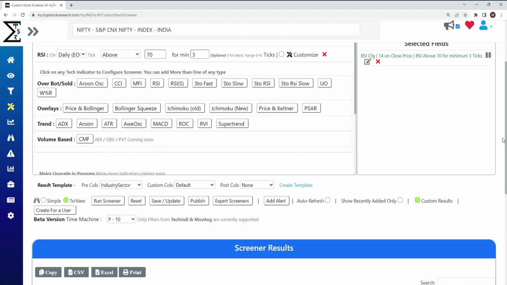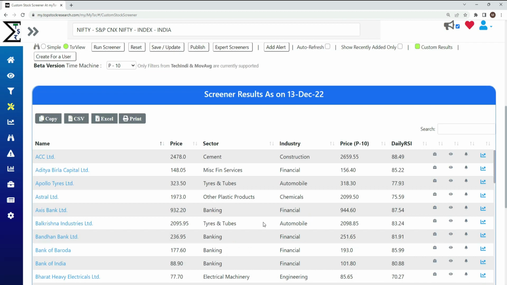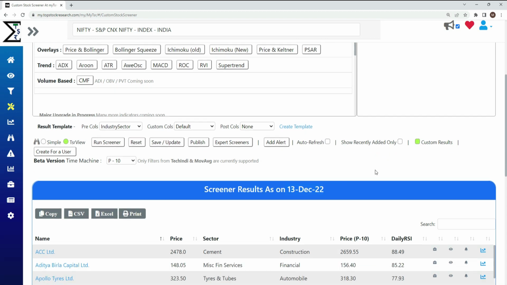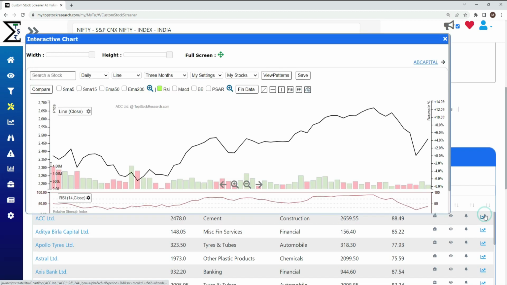So P minus 10 would be 10 days from now. What it will tell you is the result as of 13th of December. So what 13th of December is, we'll see. So 13th of December, we expand this one.